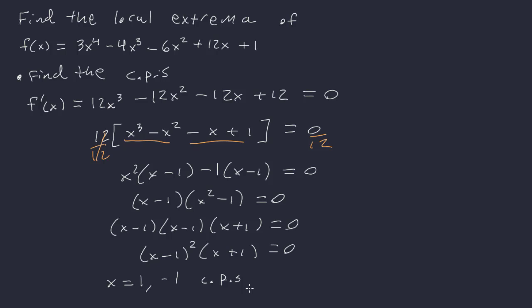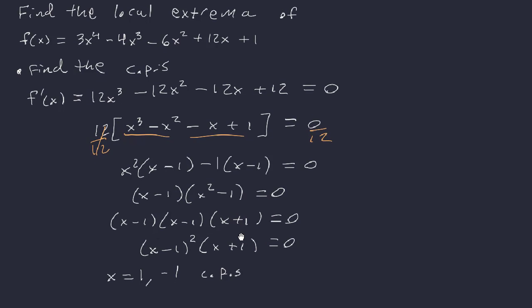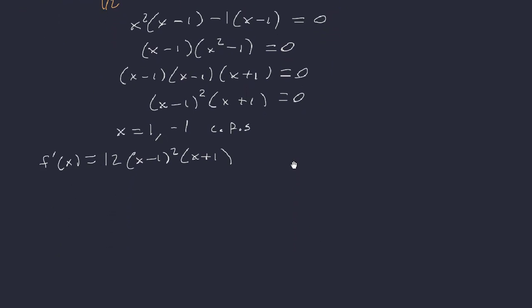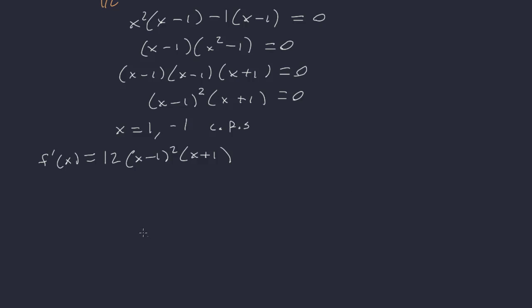Now, the reason I wanted to do that is because I can rewrite this derivative using this factored version, as long as we keep the 12. So f prime can be rewritten as 12 times x minus 1 all squared times x plus 1. Now, why in the world would I care about that? Well, that's because now that we have our critical points, I'm going to set up a number line. So here's our next step. We found the critical points. Step 2 is analyze each critical point on a number line.